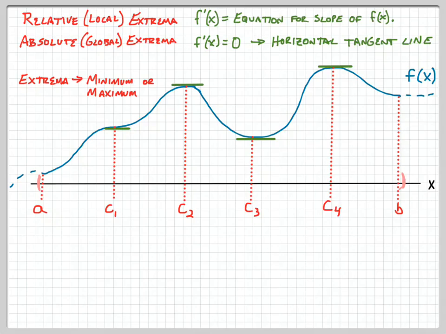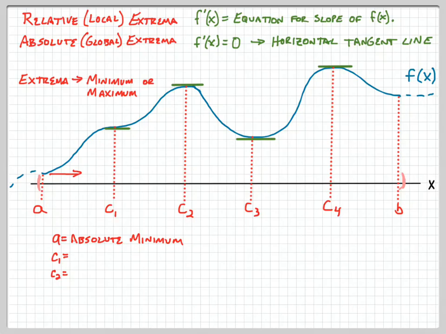All right, so let's take a look at some of these different points and see if we can identify what some of these things are. So first with A. A is out here by itself. If we look across the whole function, A is going to be the lowest point across the whole function on the interval of A to B. So this endpoint is going to be our absolute minimum, because it's the lowest point in that whole interval. Now what about C1? Well, C1 I'm going to hold on to for one second because that's a little unique, so let's move on to C2 next.